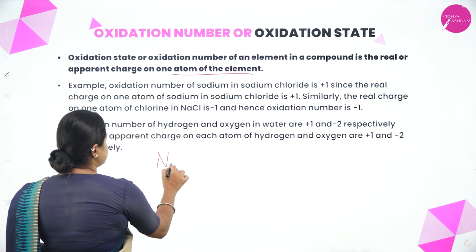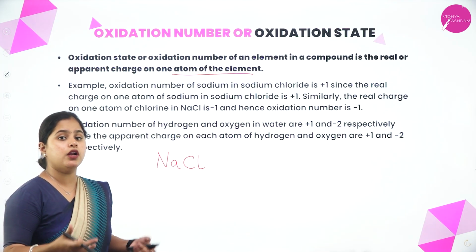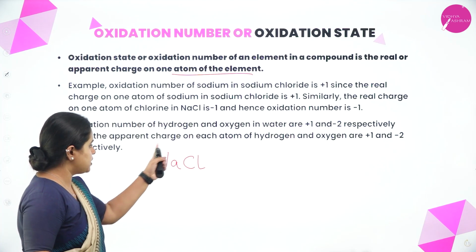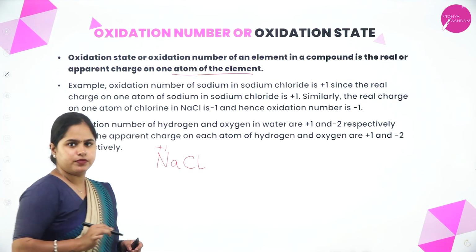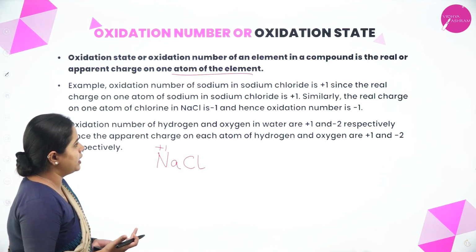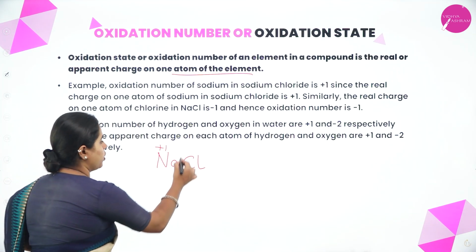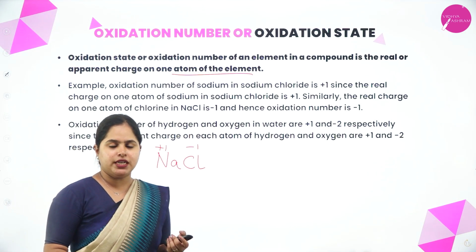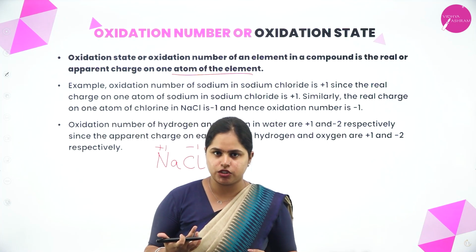So let's take the example of sodium chloride. What that means is, the oxidation number of sodium in sodium chloride is +1. Right, it is the real charge of sodium itself. Similarly, the real charge on one atom of chlorine in sodium chloride is -1, and hence the oxidation number is also -1. So it is not necessary that it is always the real charge. It can be an apparent charge also.